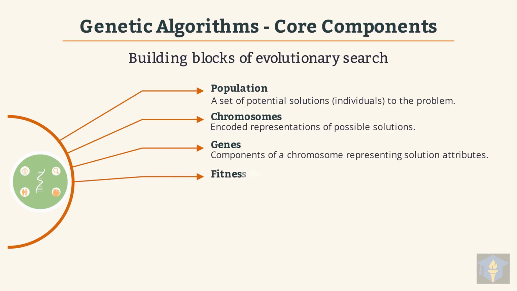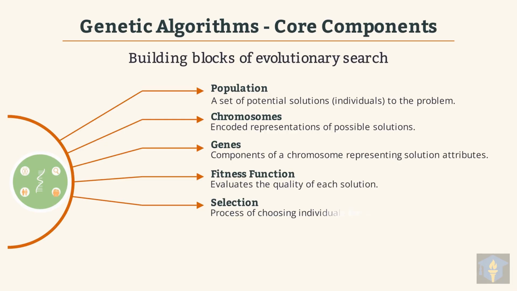The fitness function is absolutely vital for determining how good a solution is. This function systematically evaluates the quality and suitability of each potential solution to our problem. Selection is the mechanism by which we choose the best individuals to move forward. It's the process of carefully choosing individuals from the current population that will reproduce and create offspring.